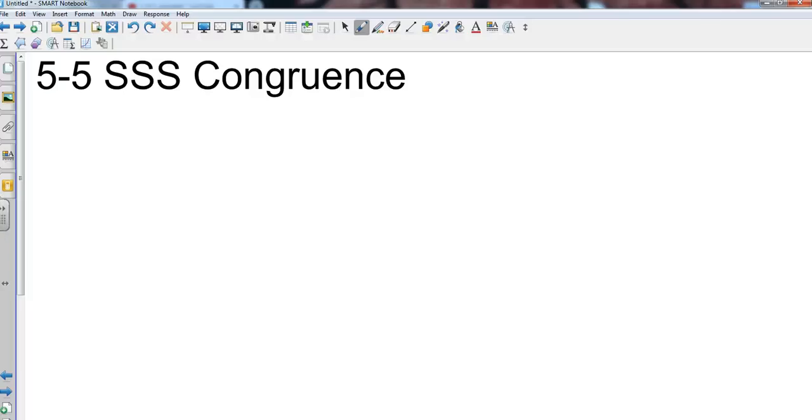All right, Geometry, Chapter 5, Section 5. This is going to be side, side, side congruence. And we'll also have a special right triangle congruence here in just a minute. That'll be a little bit different than side, side, side. However, no included angles or anything in this one. So we're going to be really quick. Not going to be a whole lot to this.